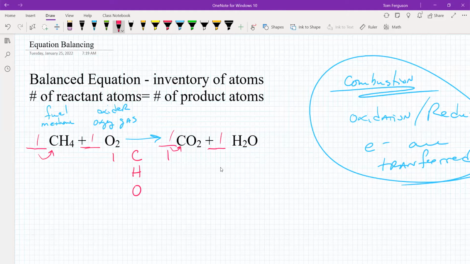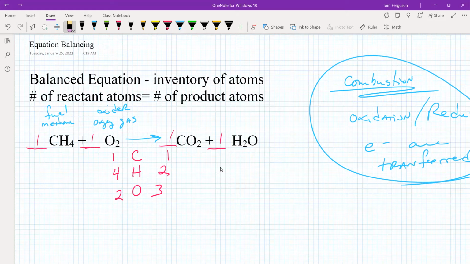1 carbon, okay? How many hydrogens? We have 4 hydrogens, 2 hydrogens. 2 oxygens, 3 oxygens. So our inventory is off. That means this is not a balanced equation because the inventory is off. Products, reactants, atoms, numbers don't match.